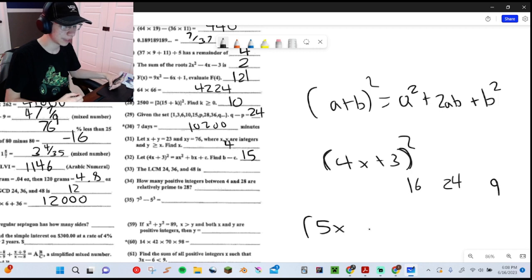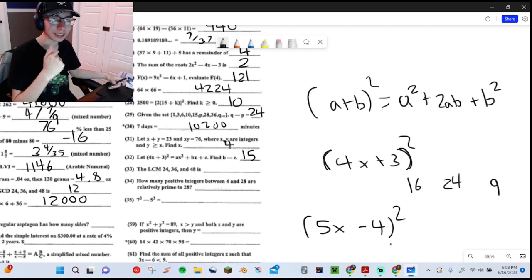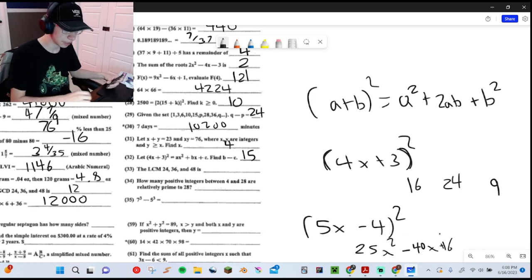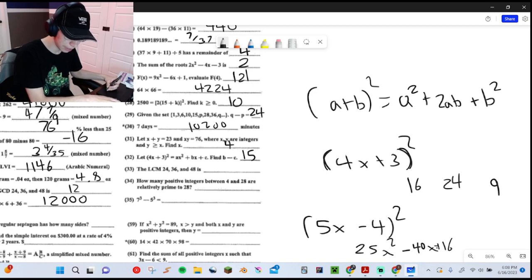Let's do one more example. Let's take 5x minus 4 squared. Get me the coefficients fast. The way you do it, 5 squared, 25. 2 times 5 times negative 4, that's going to be negative 40. Negative 4 squared, 16. And so, it looks like that.